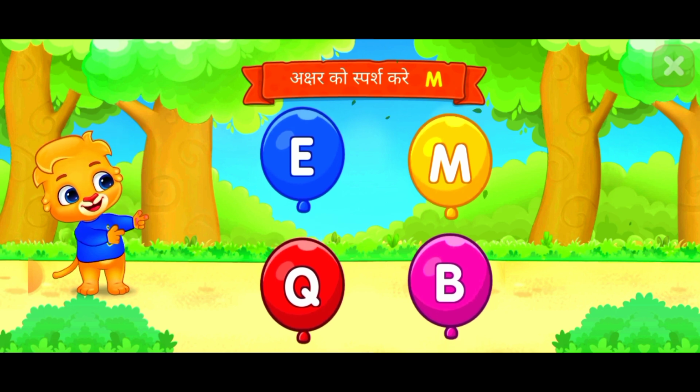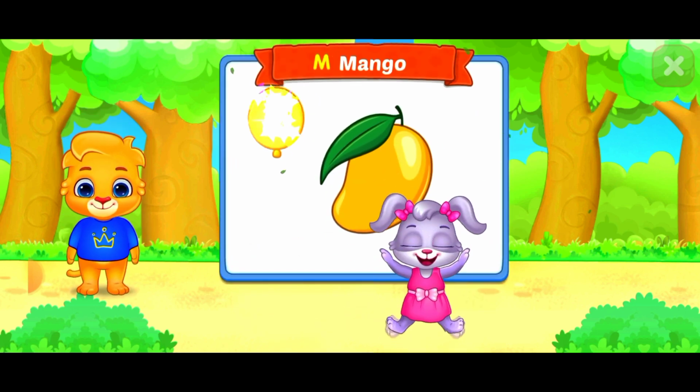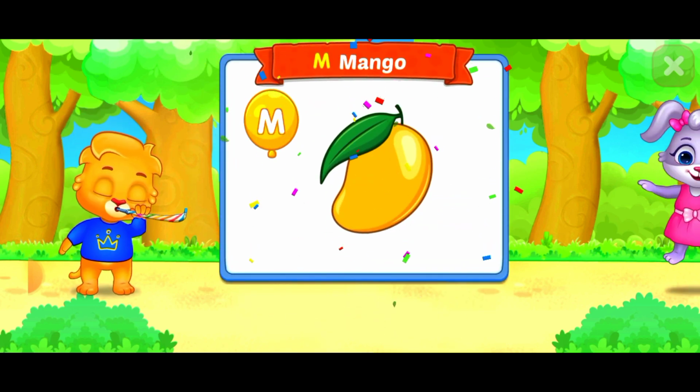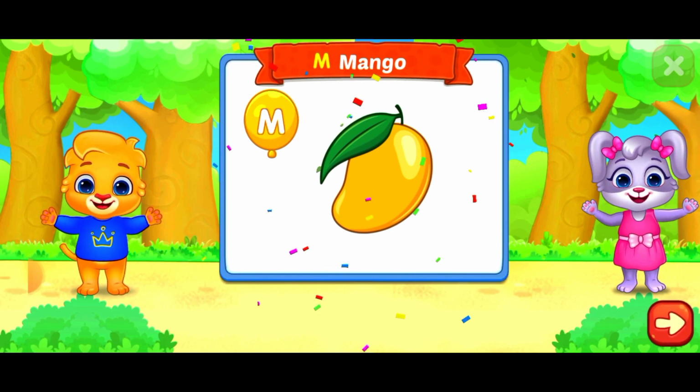अक्षर को स्पर्श करें। M. M is for mango.